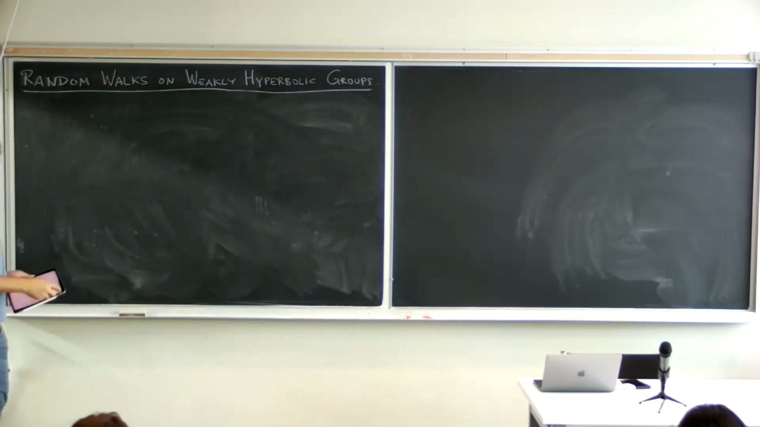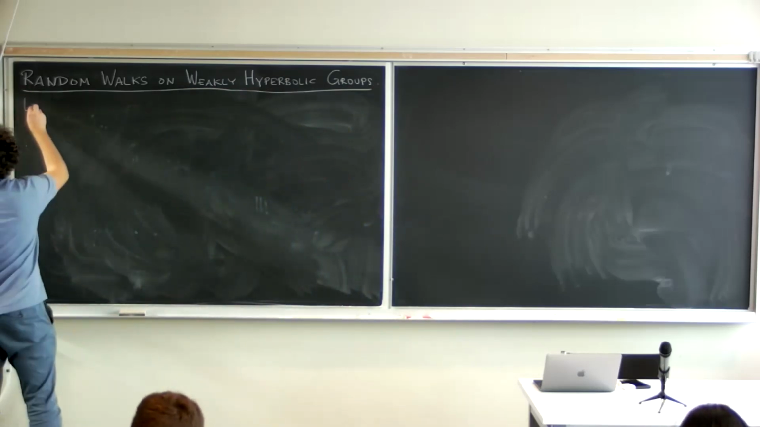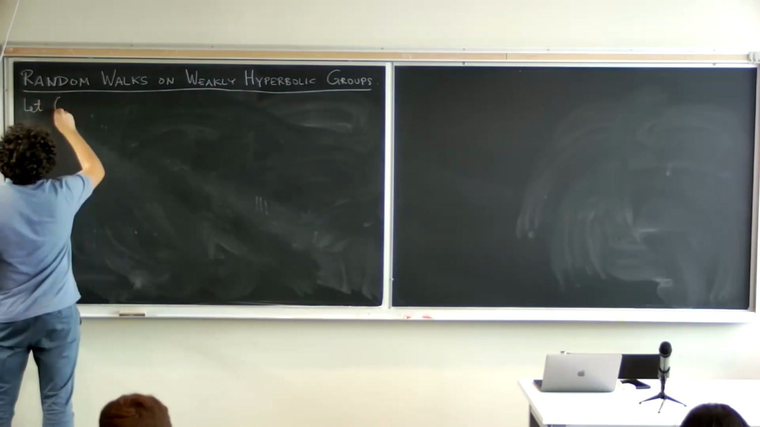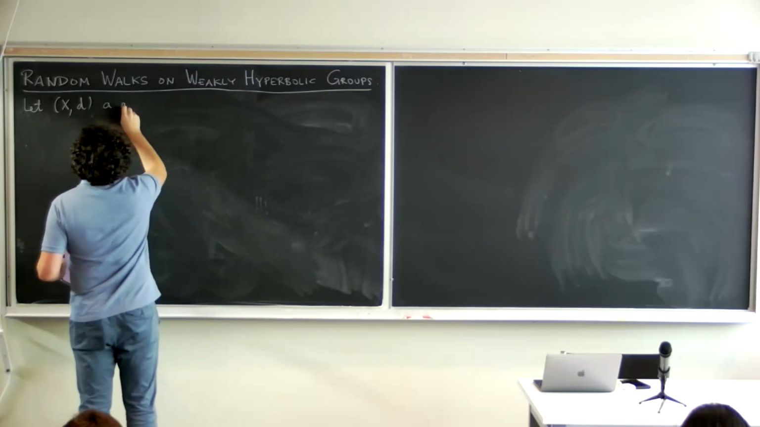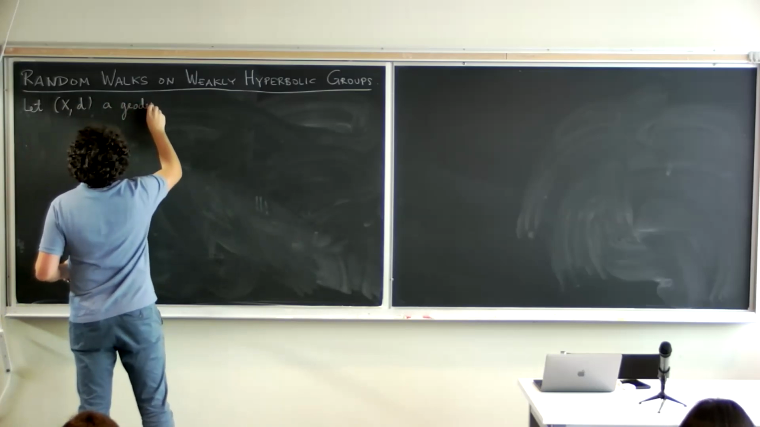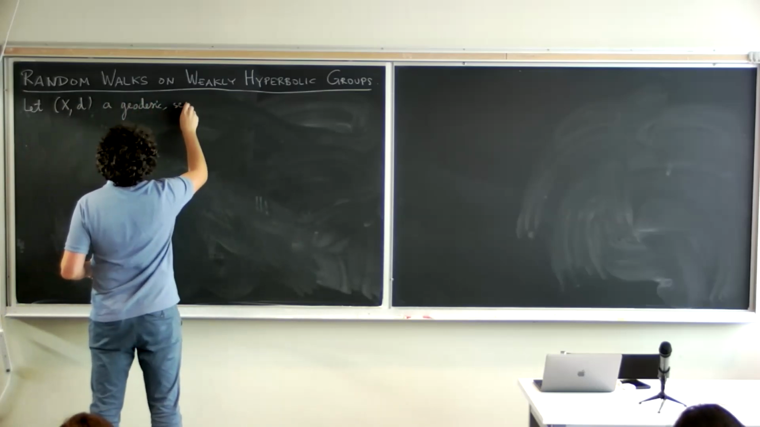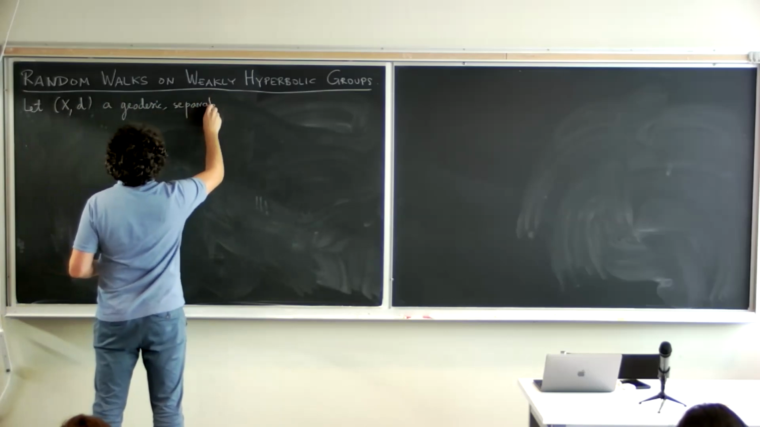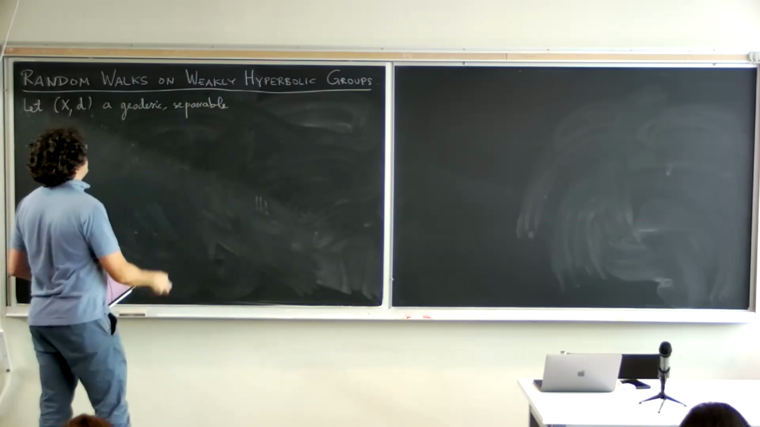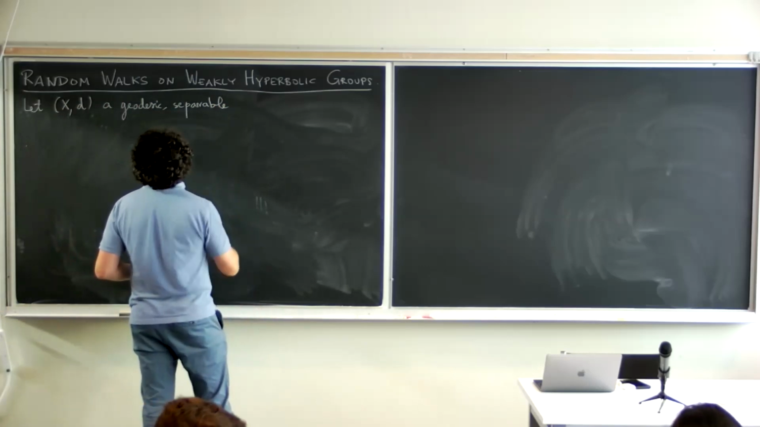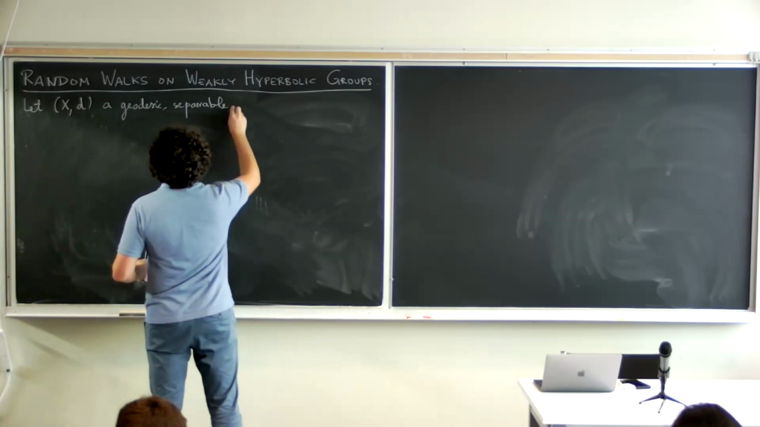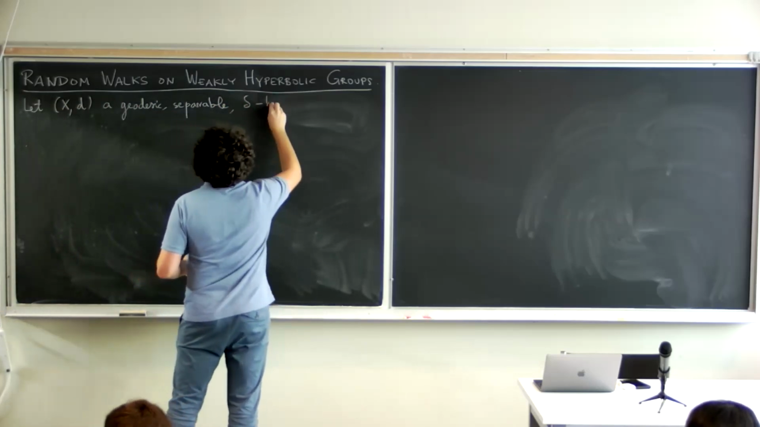So recall, what is the setting? The setting is that you start with X, in this case, a geodesic separable, delta hyperbolic metric space. Again, the assumption of separability can in fact be removed, but we'll keep it for simplicity.